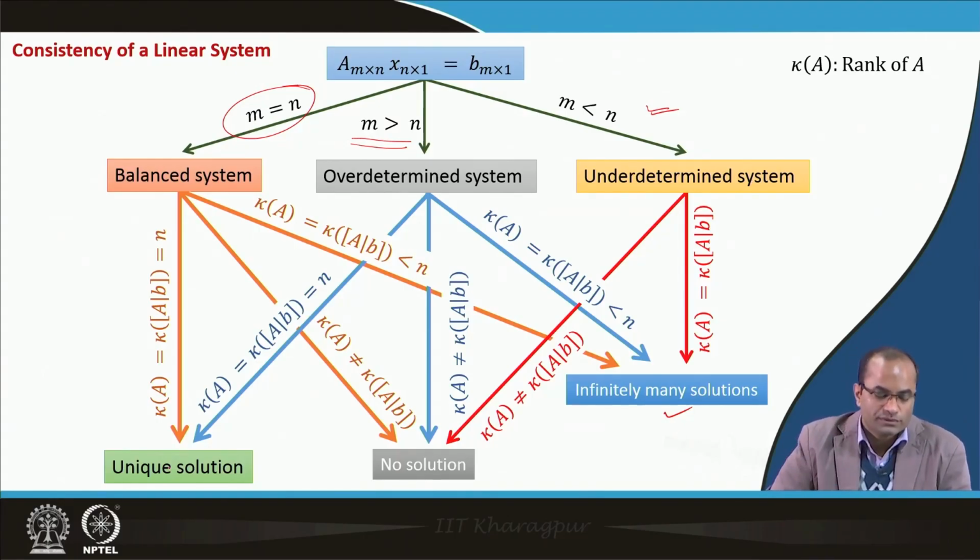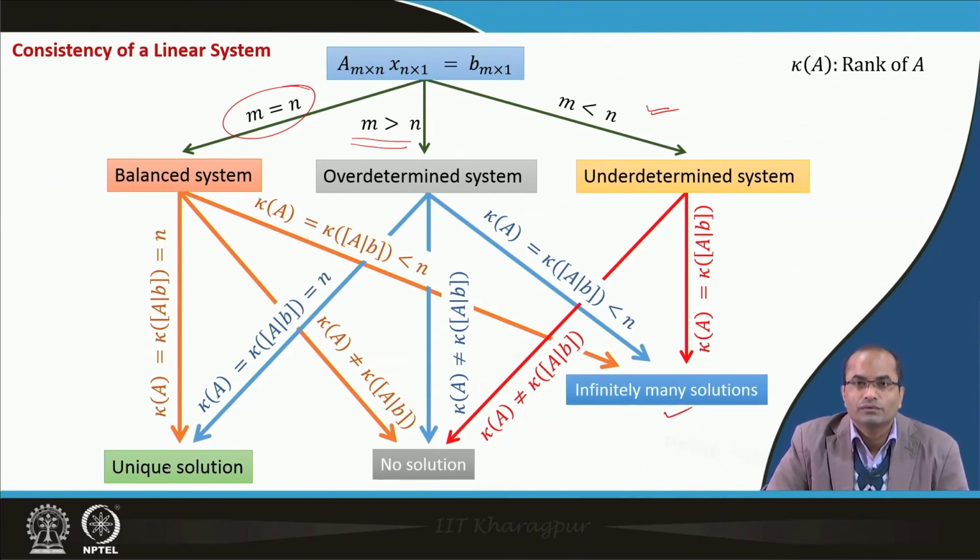Here we cannot have the situation of a unique solution, because the number of equations is less than the number of unknowns. So, we can always assign some free variables in case there is a solution. So, there will be no possibility of having a unique solution in that case.